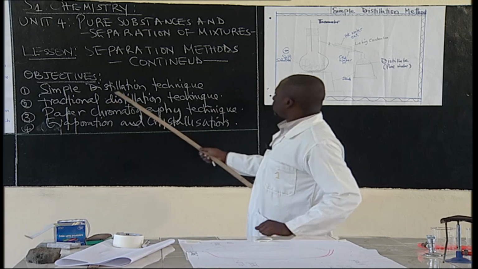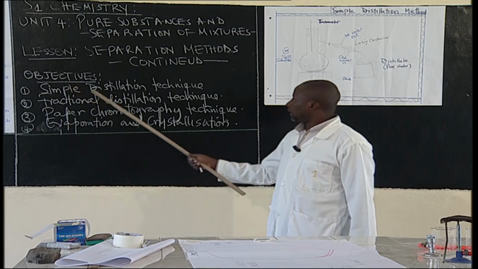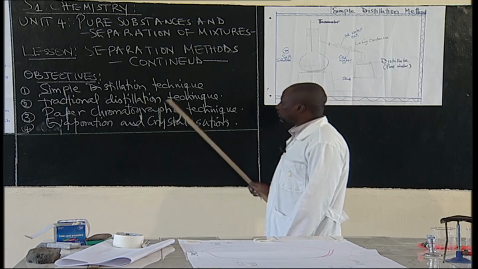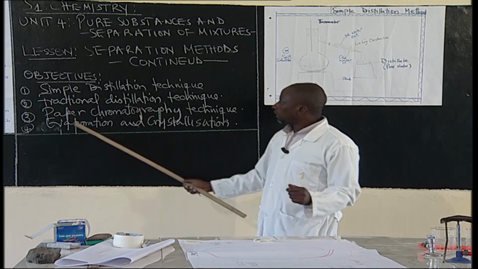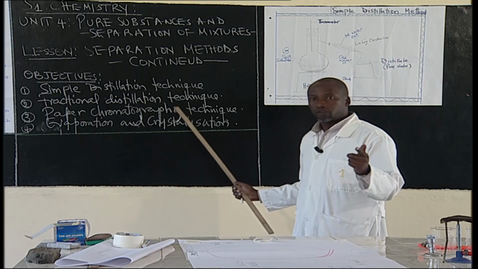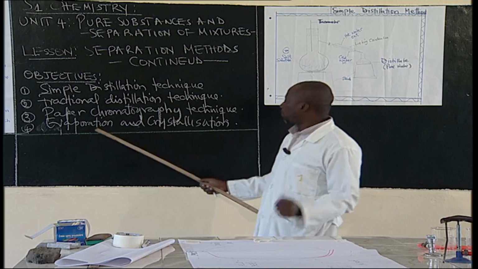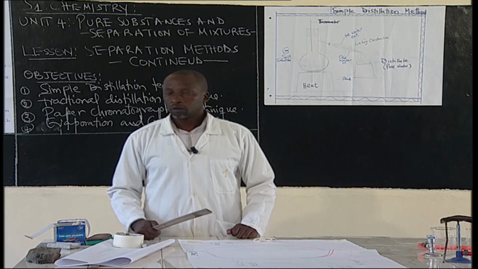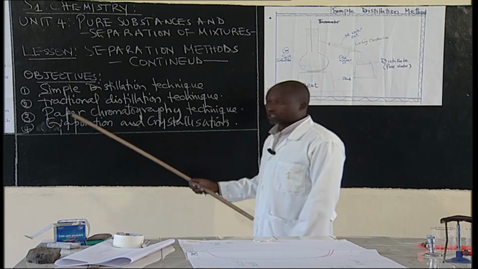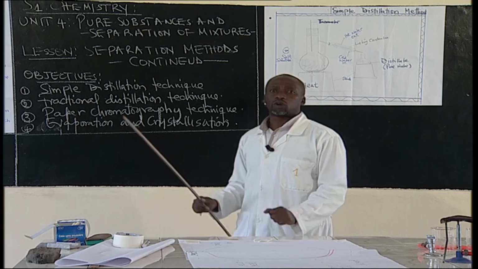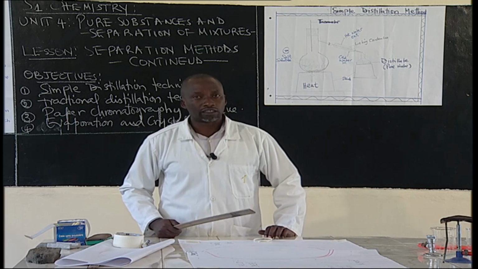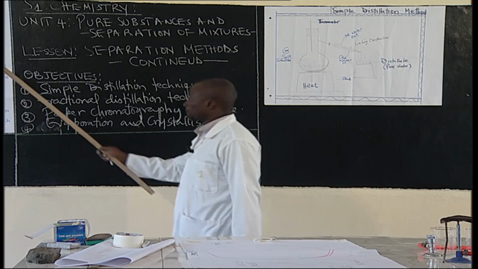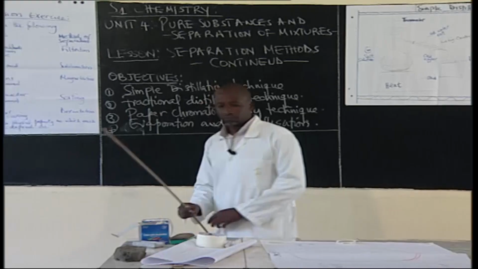So today, we'll be looking at other methods, that is the simple distillation technique. We'll look at the fractional distillation technique, and then the paper chromatography technique, and then evaporation and crystallization if time allows. Before we look at simple distillation, let's first remind ourselves of what we looked at in the previous lesson. And we'll start with a simple exercise. Let's come back to this one.